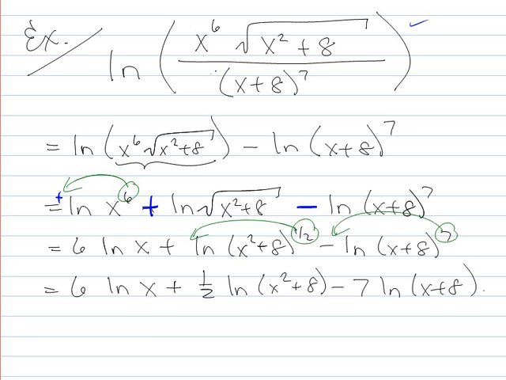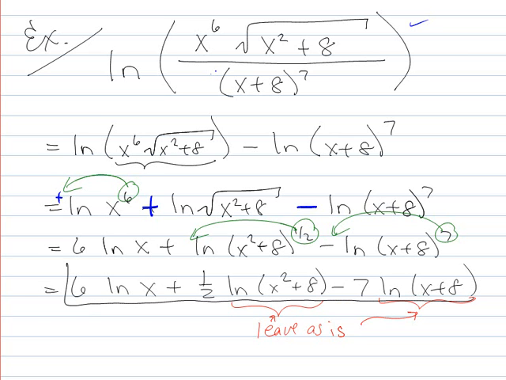What's my next step? That was a trick question. We're done. We can't separate this. Leave as is. Both of these we want to leave as they are. We can't separate them out. So this right here is actually going to be our final answer for this problem.